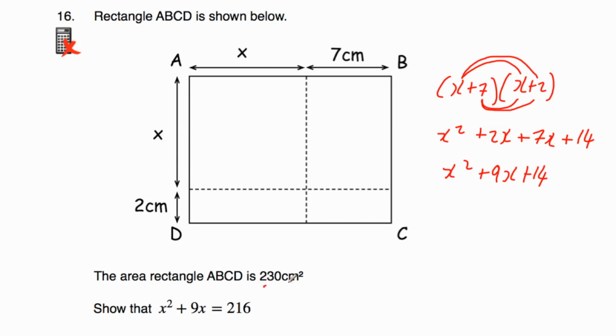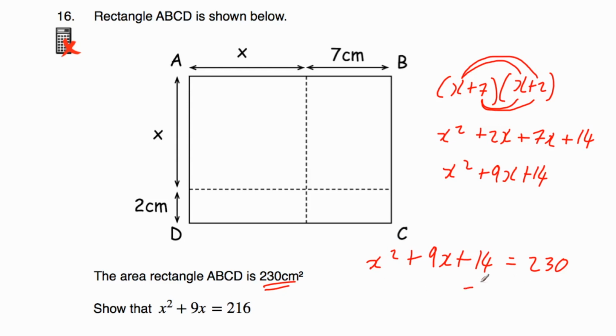And we've been told that the area of the rectangle is 230. So let's write that this area is equal to 230. So that would be x squared plus 9x plus 14 is equal to 230. Now we've been asked to show that x squared plus 9x is equal to 216. Now we're almost there. We've got our x squared, we've got our 9x, but we've got a plus 14 on this left hand side, and you can see here there's no plus 14 here.